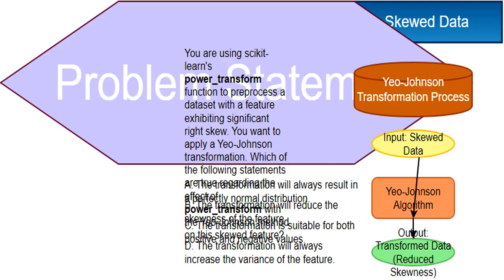I'm presenting a problem involving the scikit-learn library's powertransform function. We're dealing with data that has a skewed distribution, meaning the data points are bunched up on one side and spread out on the other. The goal is to use the Yo-Johnson transformation to fix this skew. The question is multiple choice, focusing on understanding how the transformation affects the data.